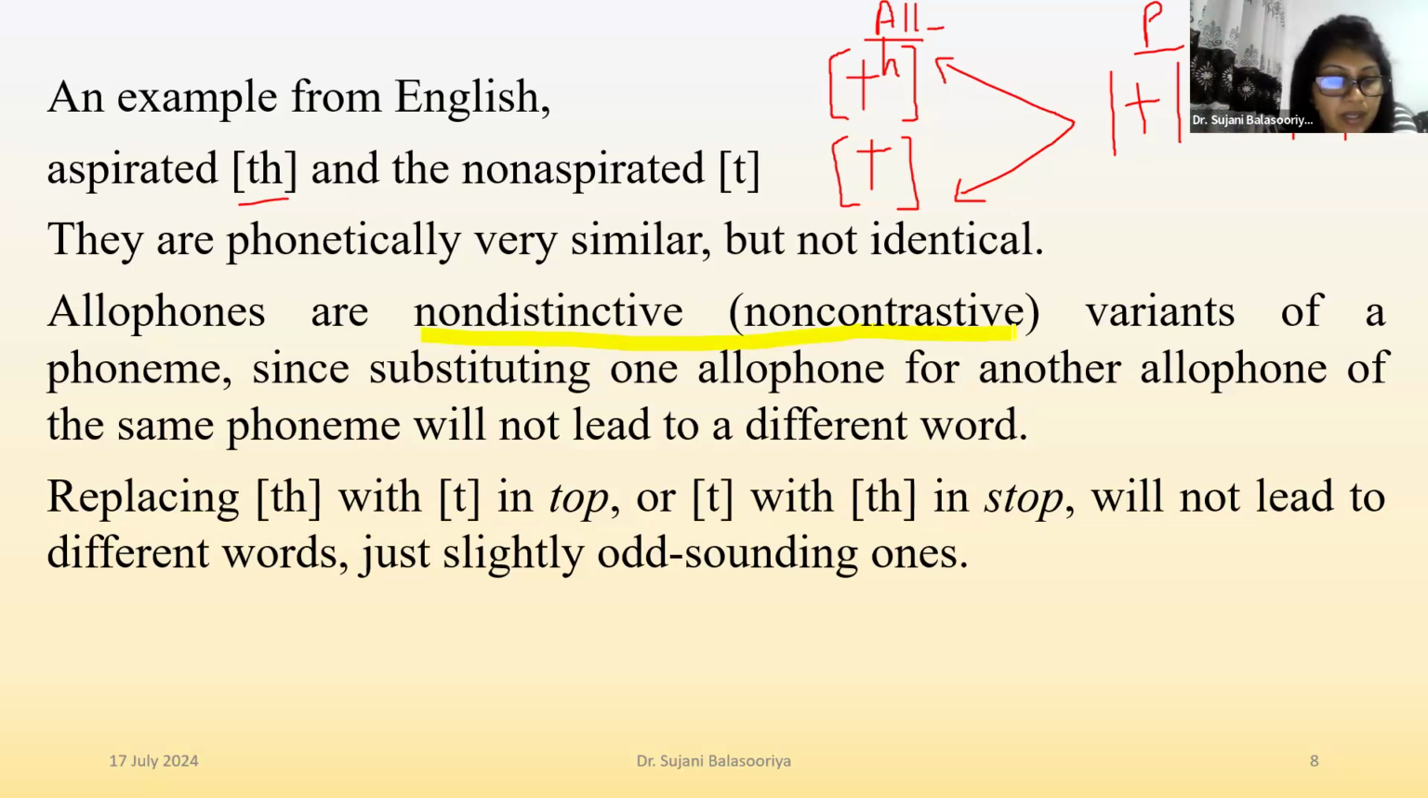For example, my early example, can you remember? I forgot my example. Earlier I was taking B. In the initial position, bat. In the middle position, bubble. In the final position, cab. So now bat, bubble, and cab. These are three different words.